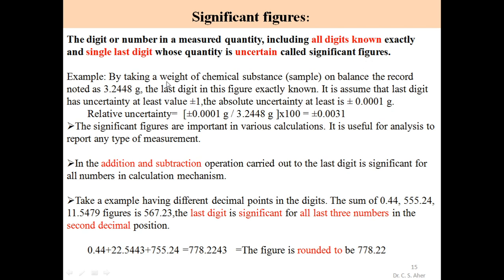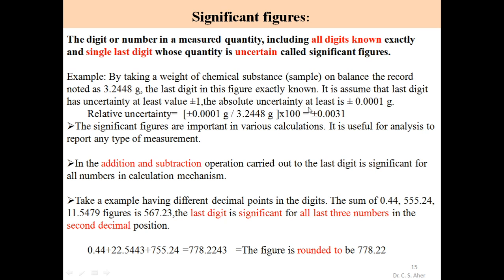See, in this example, if you are taking the weight of any chemical substance on a balance and you record that weight, for example 3.2448 gram. The last digit in this figure is uncertain. It is assumed that the last digit has an uncertainty of at least plus minus 1. All digits are known, but this last 8 has an uncertainty of plus minus 1. It may be 9 or it may be 7, that is the uncertainty.